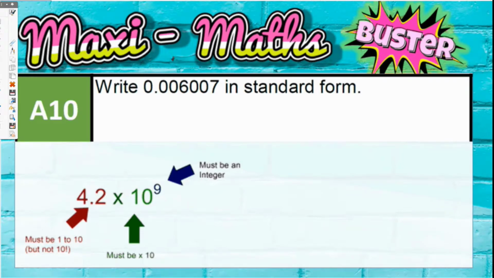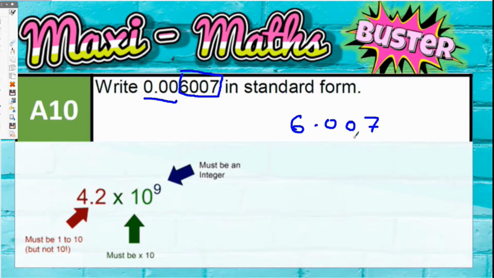Question 10. Right, 0.006007 in standard form. Well, the first thing you've got to do is look beyond all of these zeros here, and then any digits that come after that, including any zeros that are between the 6 and the 7, turn it into a number between 1 and 10.